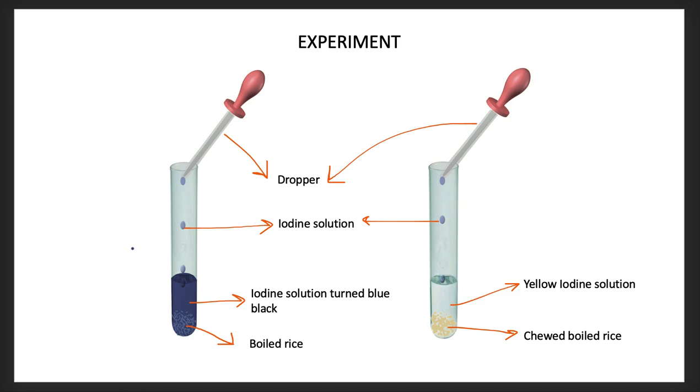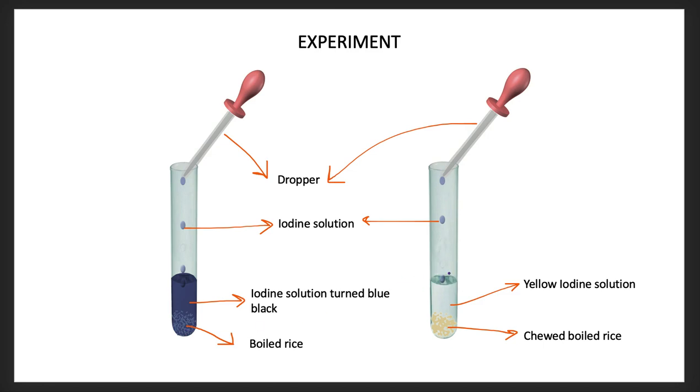So when you add iodine solution to both these test tubes, you will see that in this test tube where you have put the boiled rice, the iodine solution turns blue-black. If you remember from an earlier video, I had told you that iodine solution turns blue-black when it reacts with starch. We had done this during that experiment on starch test where we tested if leaves have starch. So due to starch present in the boiled rice, the brown iodine solution will turn blue-black.